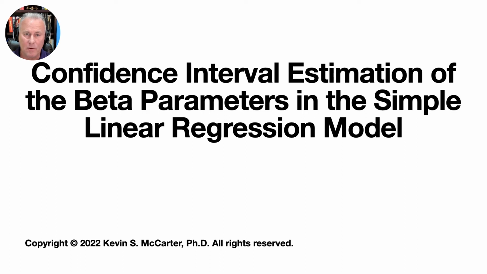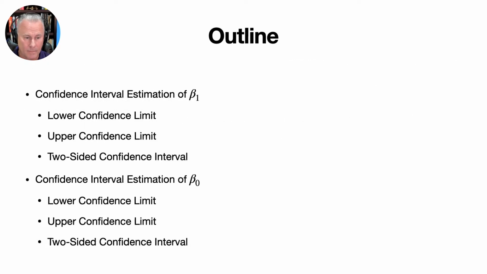In this video, we're going to develop confidence interval estimators of the beta parameters in the simple linear regression model. Here's an outline of what we'll be looking at in this video. First, we will develop three types of confidence intervals for beta 1, the slope coefficient, in the simple linear regression model. We'll develop a lower confidence limit, then an upper confidence limit, and then we'll combine the lower and upper confidence limits into a two-sided confidence interval. We'll then do the same thing for beta 0, the intercept, in the simple linear regression model.